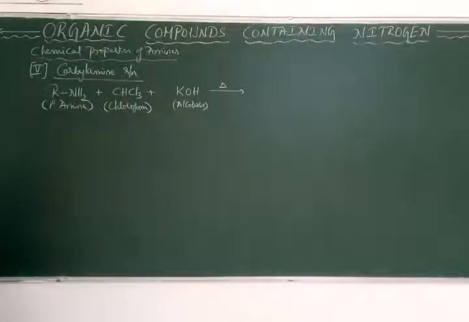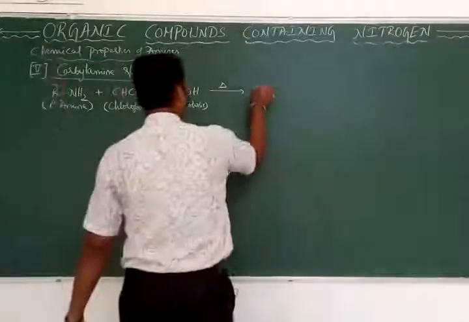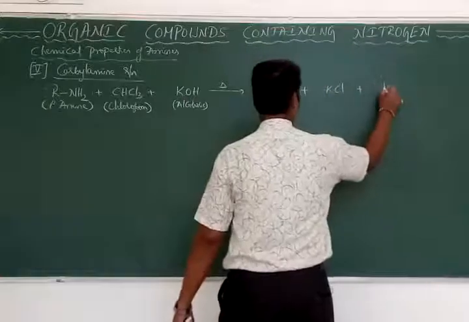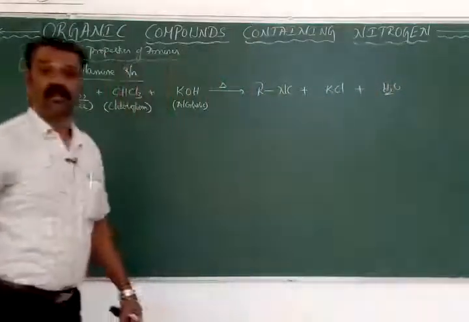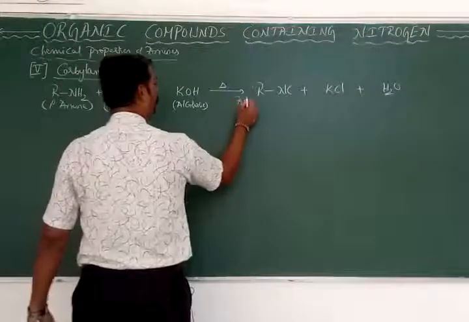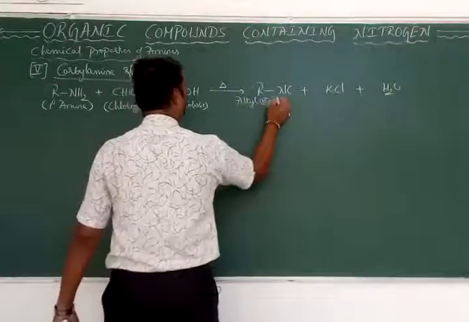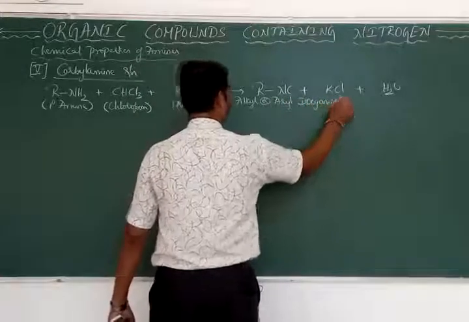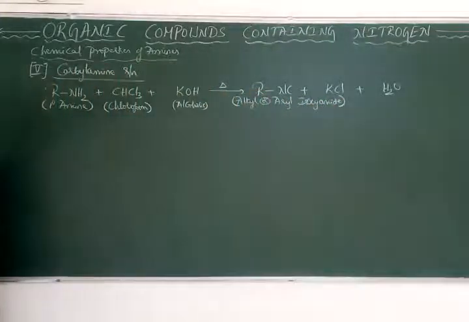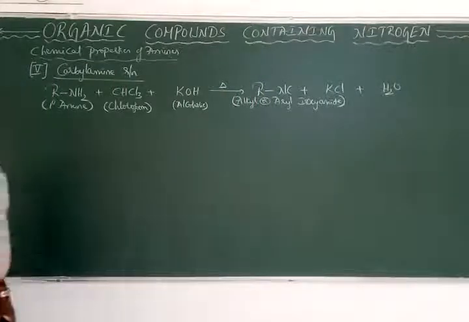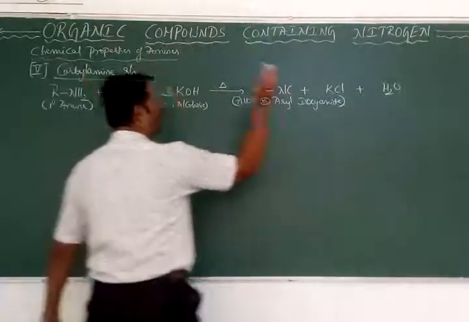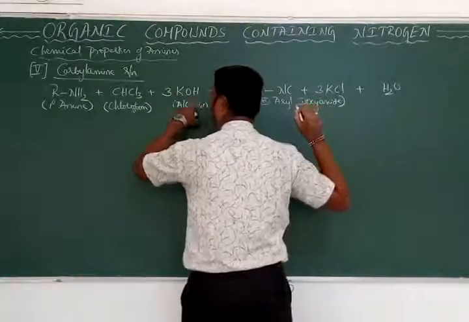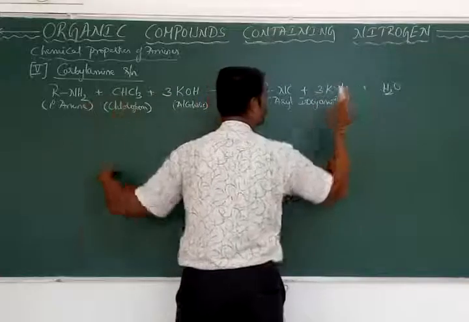So here it forms RNC plus KCl plus H2O. This is alkyl or aryl isocyanide. NC refers to which one? A functional group that is called isocyanide. So to balance that, we have the 3 here, and here also we have, I think, 3 plus 1 plus 2, that is 6, means here it is 3.